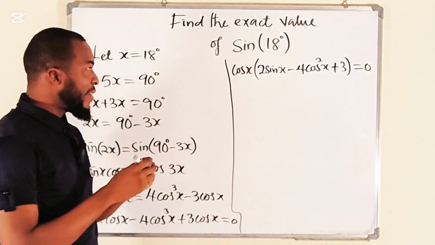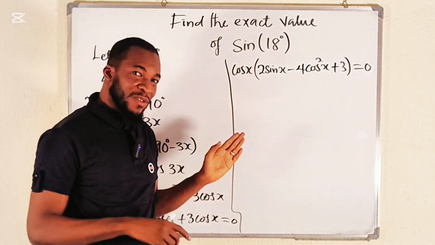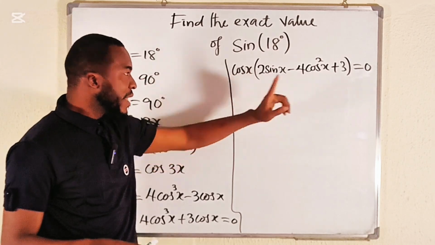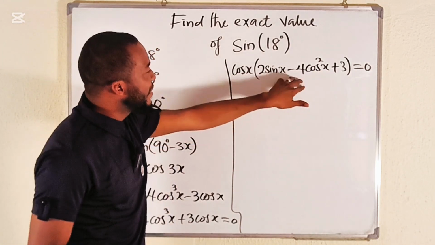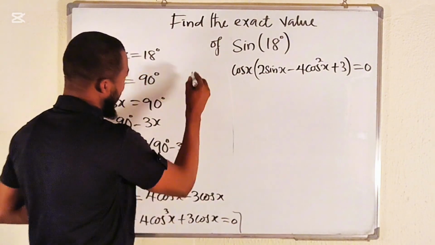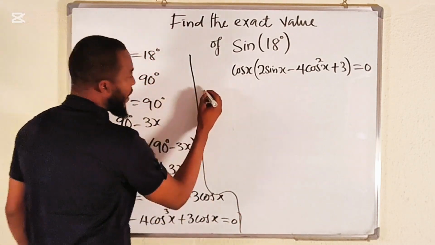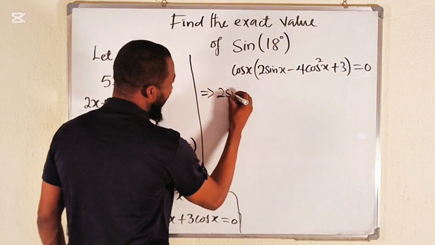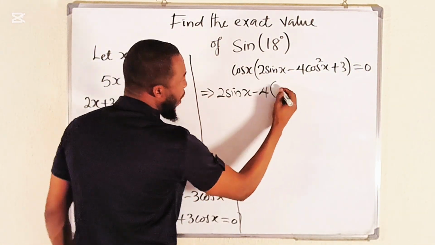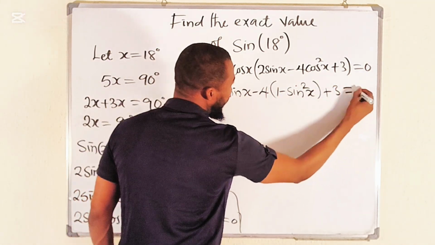So remember, whenever you have two things multiplying each other and the result is 0, it implies either one is 0 or all of them. But we know that x is 18 degrees and cos 18 degrees is never equal to 0. So it implies that this is equal to 0, right? Let me do it like this. So therefore, 2 sine x minus 4, I can even write this one as 1 minus sine squared x, right? Then plus 3 equal to 0.